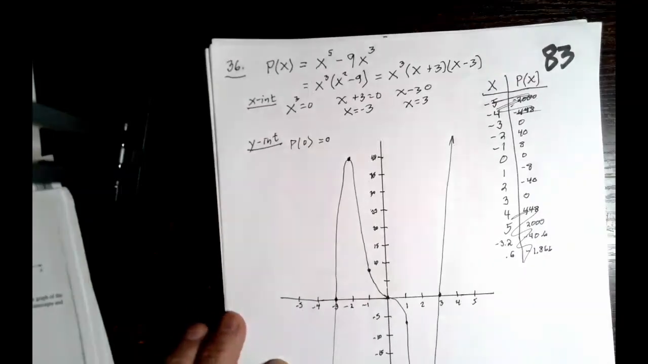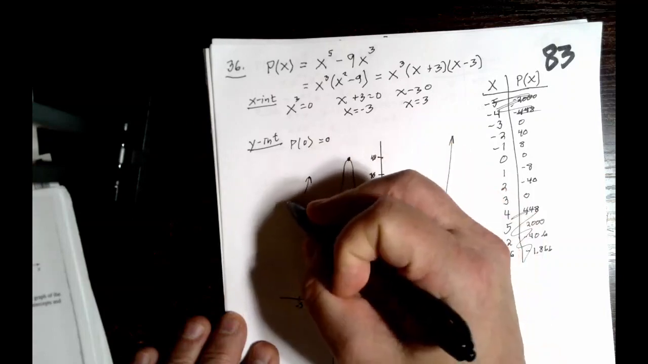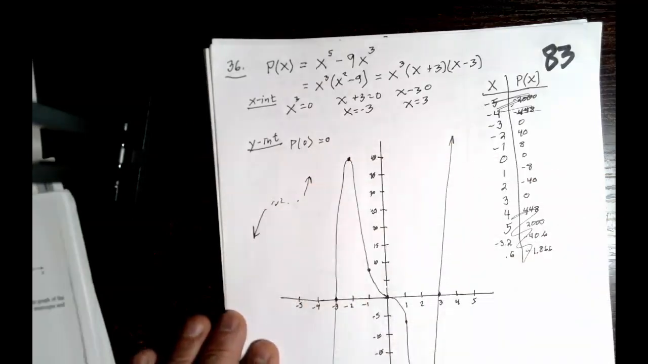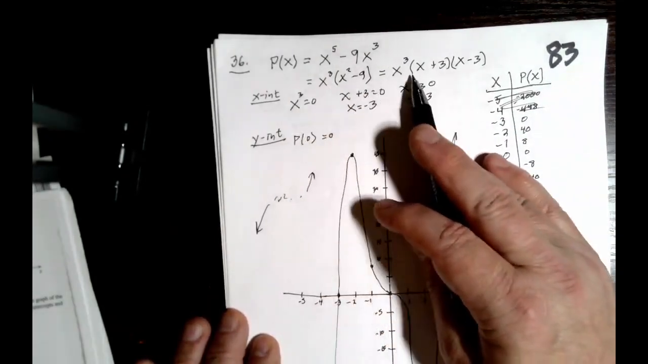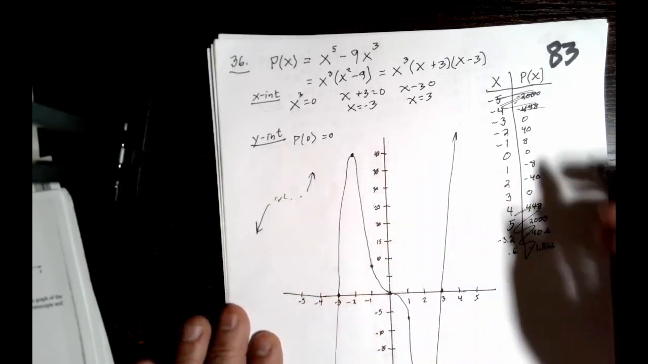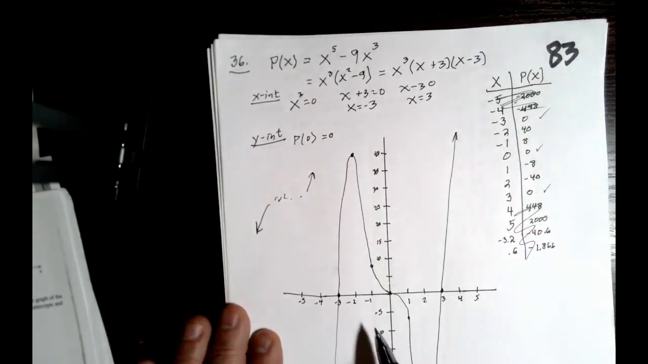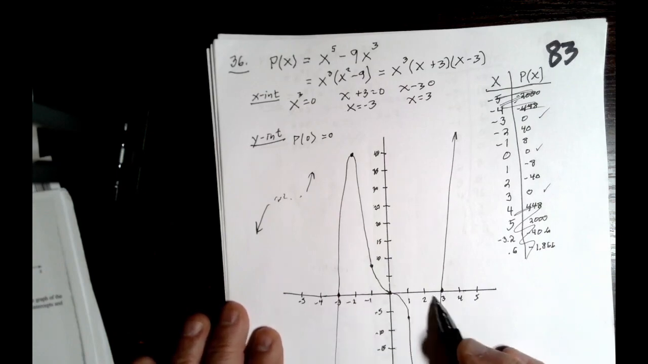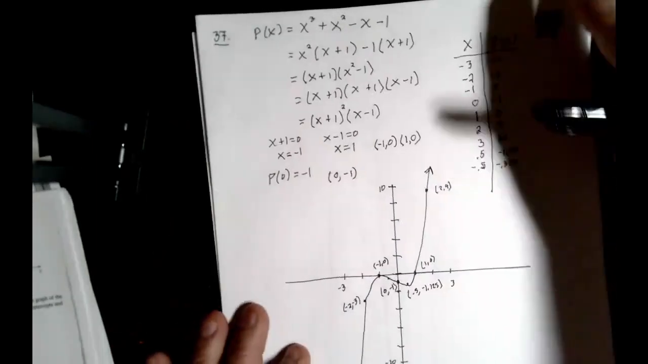36. Degree 5, a is 1, so it's going to look like x cubed. End behavior shoots down to the left and up to the right. Factor out an x cubed, factor what's left, set each one equal to 0, and you get 0, minus 3, and 3. Okay. And I didn't know what was happening in the middle, so I checked minus 2 and minus 1, as well as 1 and 2. Gave me a better feel for what this thing is doing. And I just plotted my points.